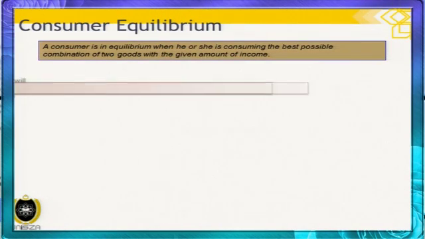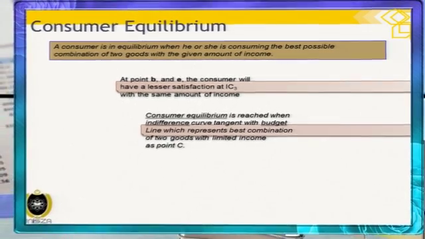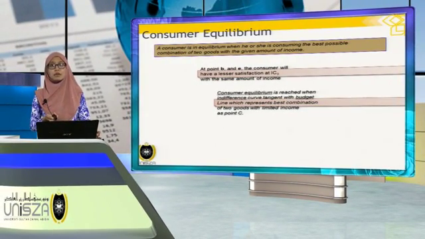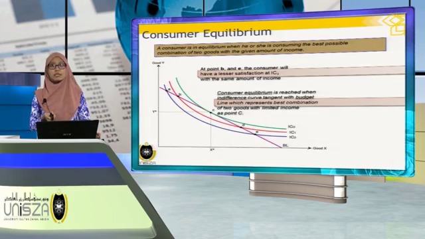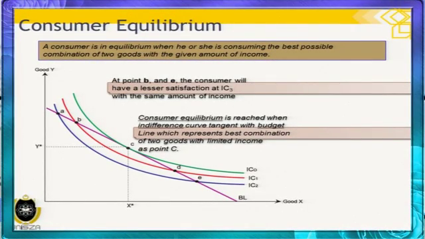So let's take a look at the consumer equilibrium. Consumer equilibrium will happen when he or she is consuming the best possible combination of two goods with a given amount of income. As we can see from this graph, consumer equilibrium is reached when the indifference curve is tangent to the budget line, which represents the best combination of two goods with limited income at point C. At point B and point E, the consumer will have lesser satisfaction at line IC3 with the same amount of income.